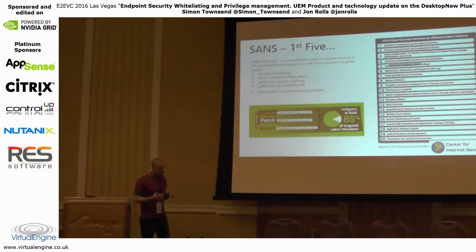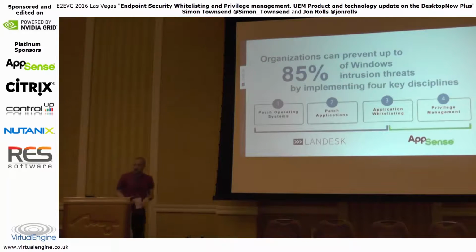So one of the really cool things that's come out of the Landesk acquisition is that there's not much overlap between what they do and what we do. We both have a security offering, and they actually complement each other very, very well. And this is from the SANS First 5 list of critical security controls, and now together with Landesk, we actually hit the top 5 of these very, very well. It's suggested we can prevent 85% of intrusion threats by implementing these 4 areas.